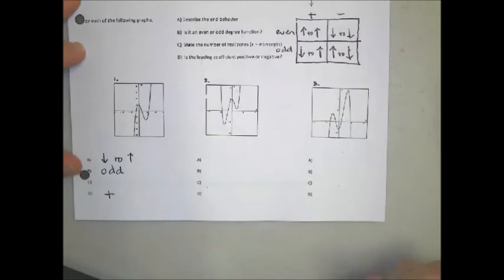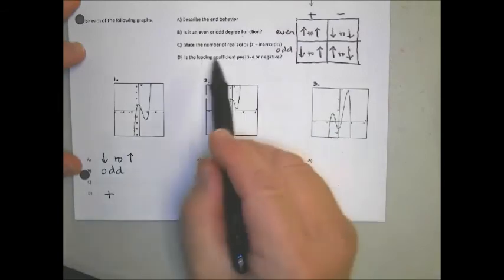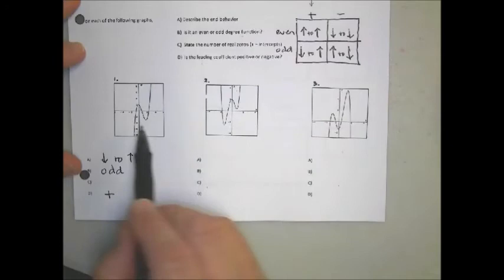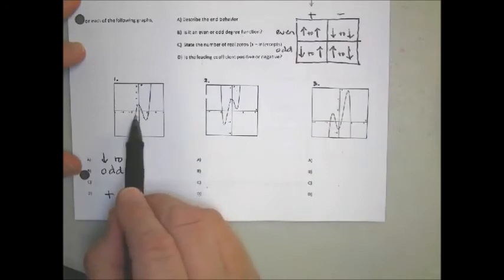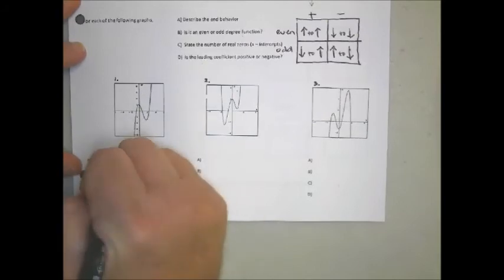And now we'll go back up to the C question. State the number of real zeros or x-intercepts. How many times does this graph either touch or cross through the x-axis? 1, 2, 3.